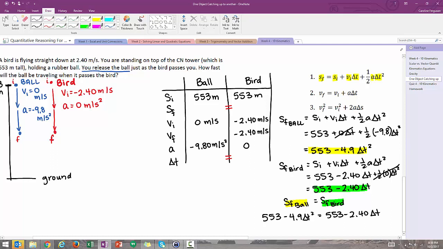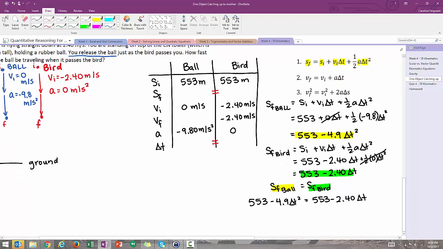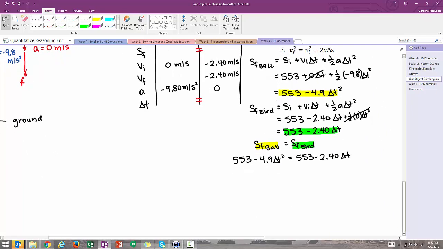All right, so what we want to do is bring everything over to one side. It doesn't matter if we bring it to the left or the right of the equal sign. I'm going to bring it all to the right side of the equal sign. So I'm going to be left with 0 on the left side is equal to 4.9 delta T squared. Then I have my negative 2.40 delta T. Then I have my plus 553. And then I'll bring my other 553 over so it becomes negative. So I'll simplify that, and I get 4.9 delta T squared minus 2.40 delta T.